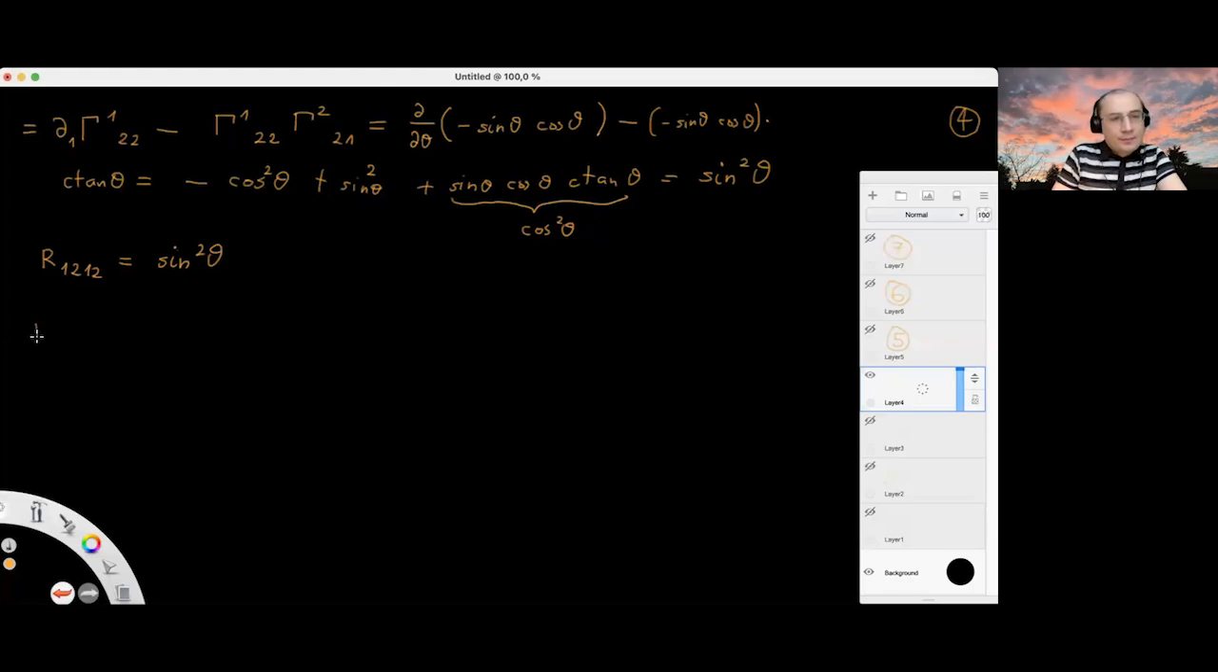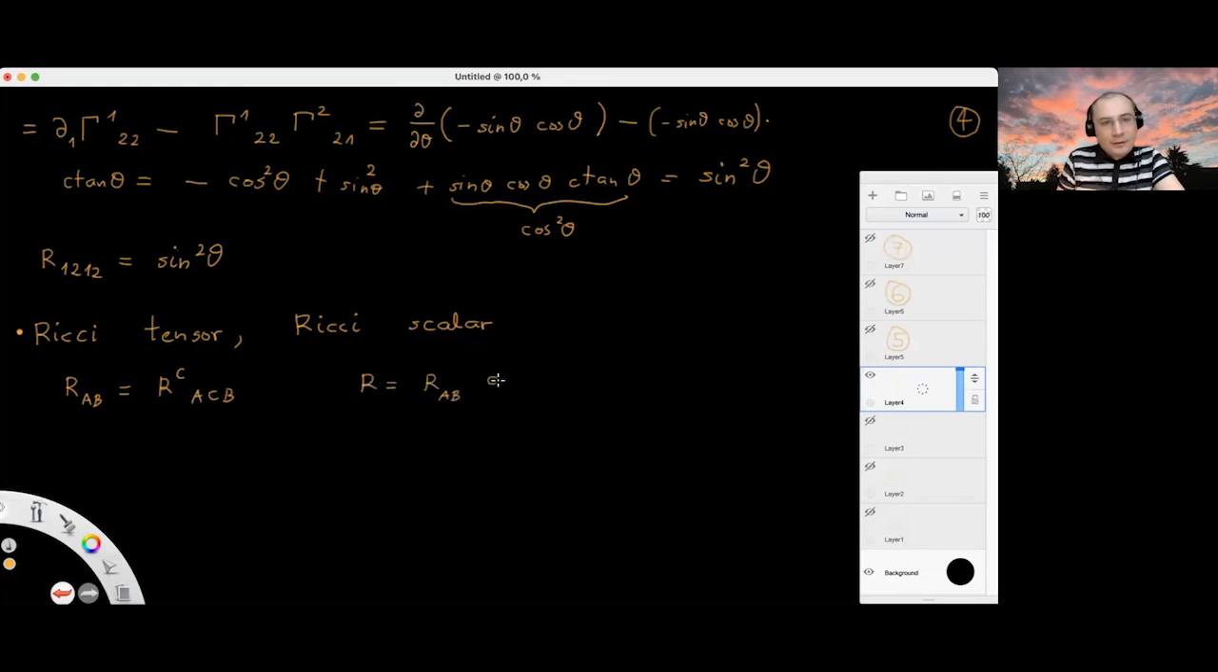The next problem is to calculate the Ricci tensor and the Ricci scalar. So if you remember, the Ricci tensor is a symmetric tensor R_ab, which we obtain if we contract the indices 1 and 3 of the Riemann. And then the Ricci scalar is something we obtain by contracting the components of the Ricci tensor using the inverse metric. So it's obvious we have to start with the Ricci tensor. There are only three components of the Ricci tensor, so we can go component by component.